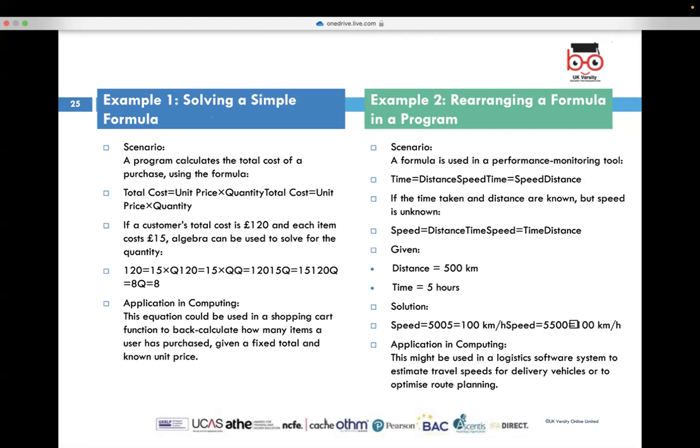The application in computing is that this might be used in a logistics software system to estimate travel speeds for delivery vehicles or to optimize route planning.